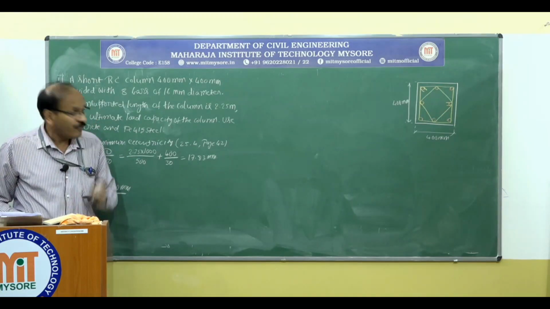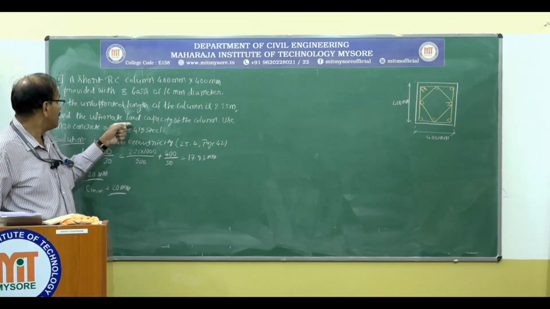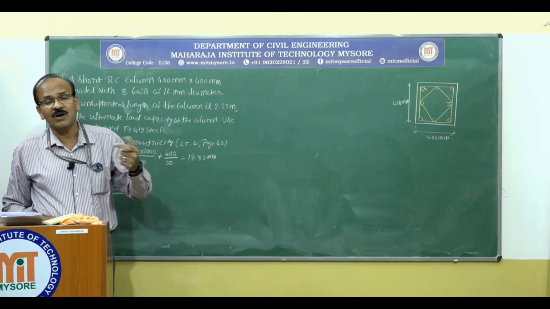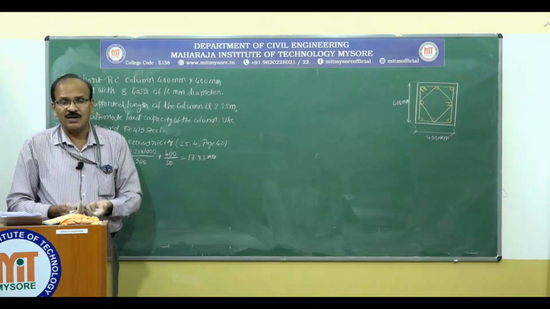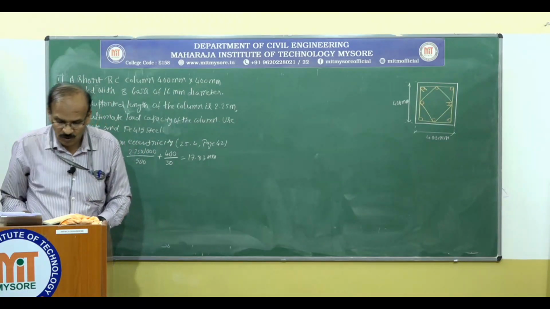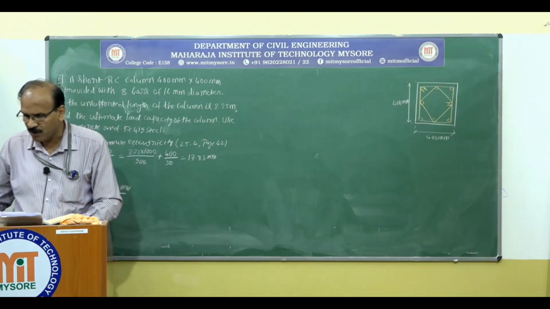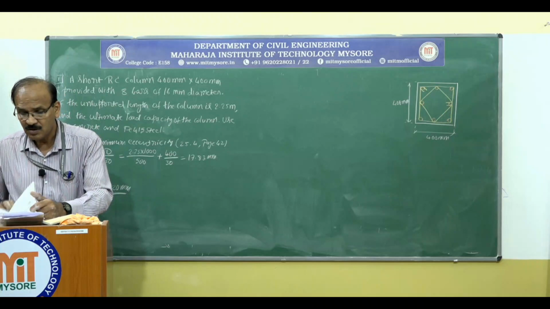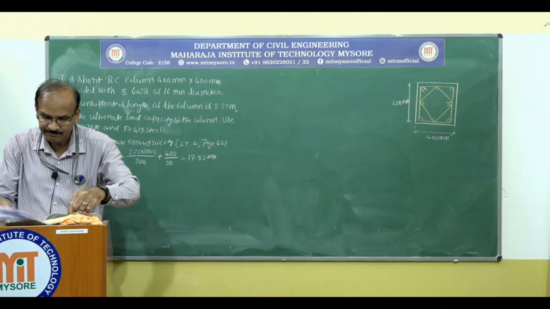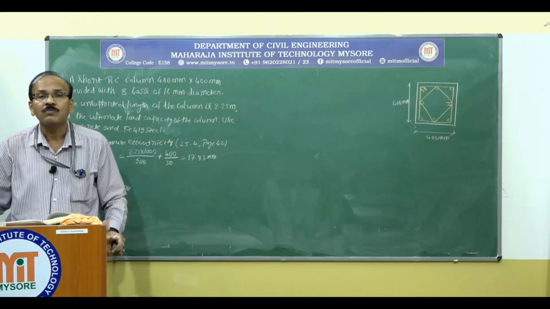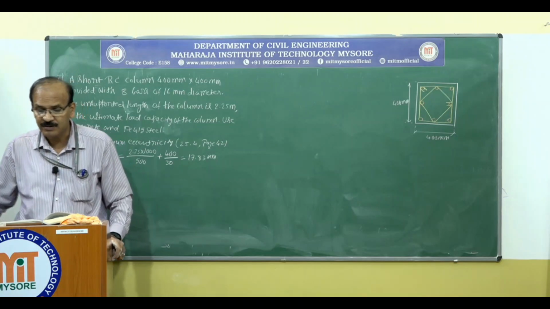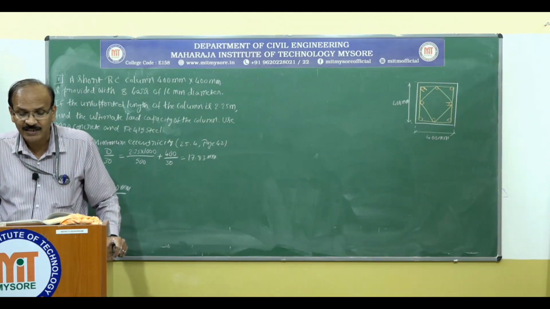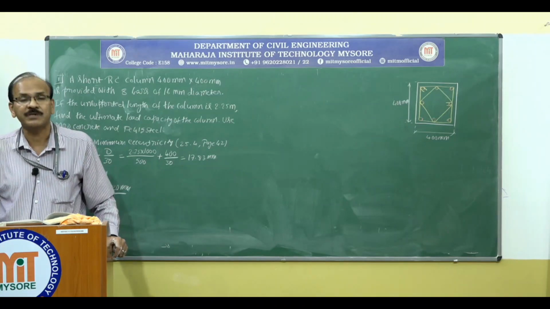Next, to find out the capacity, that is the ultimate load capacity or design strength of the column, we need a formula. So for that, please go to page number 71 of the code book, and at 39.3 it says short axially loaded members in compression.